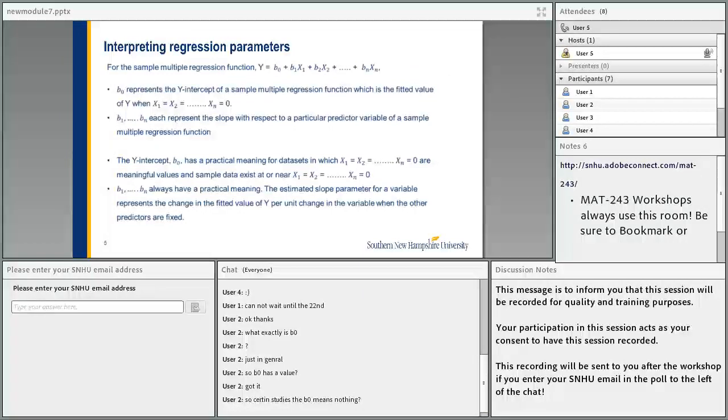Yeah, for certain examples, B0 will not mean anything to you. For example, for the percent body fat, as I said, you cannot have 0 values for mid-arm circumference or the thigh circumference. That's not practically possible. So in that case, there is no point having a B0 value. Because when x is 0, there should not be any value for y. There should not be any percent body fat.